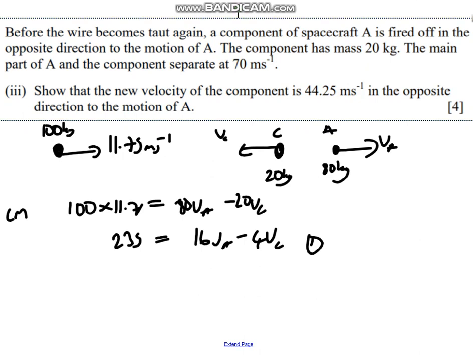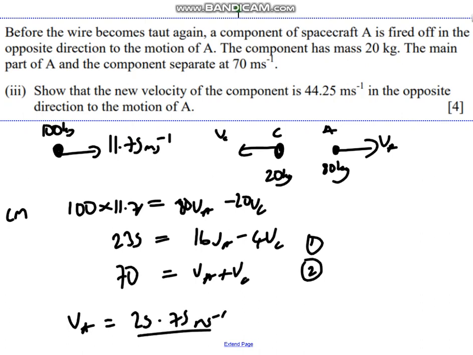Now we're also told that they separate at 70 meters per second, so that must mean that 70 is VA plus VC. So just adding the speeds together will be 70. That's what it means, they separate at 70. So we've now got our two equations, so we can pump those into our calculator, and we're going to get that VA is equal to 25.75 meters per second, and VC is equal to 44.25 meters per second, which is what we were asked to show.